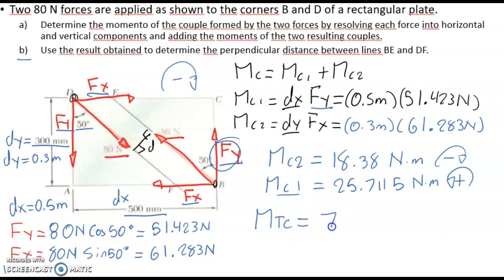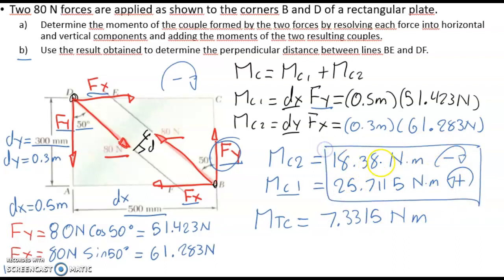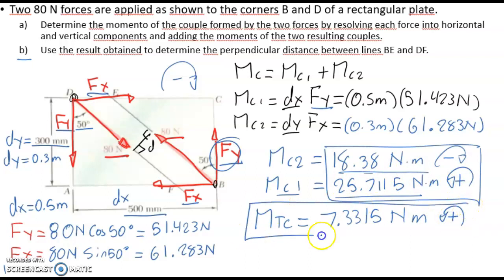If we add them together to obtain the moment of the total couple, we're going to get 7.3315 newton meters. That comes from the addition of these two: this one negative, this one positive. Since the positive is actually bigger than the negative, we're going to have a rotation that goes like this. And that's going to be my answer for part A.